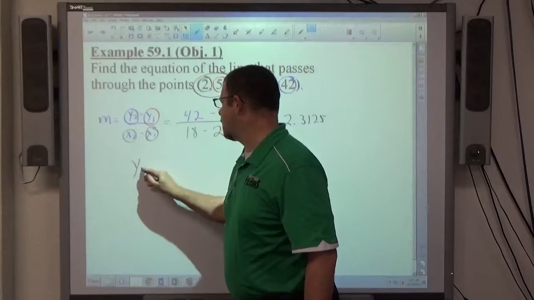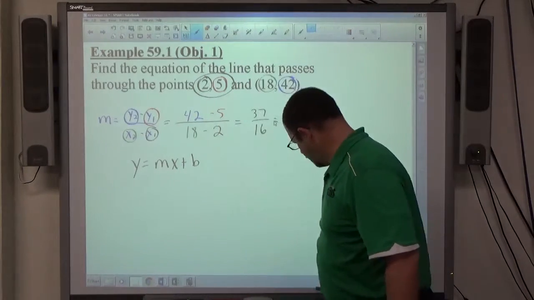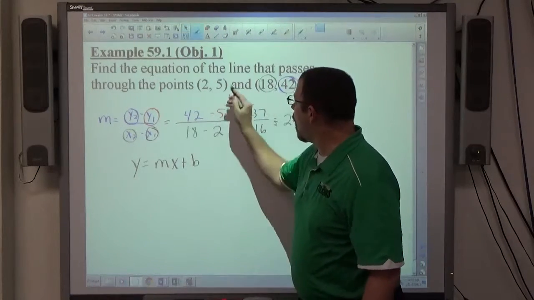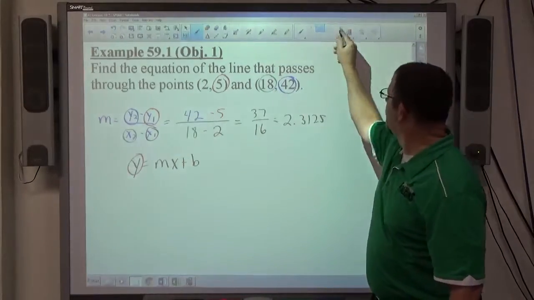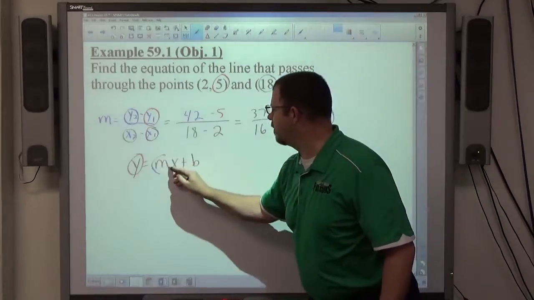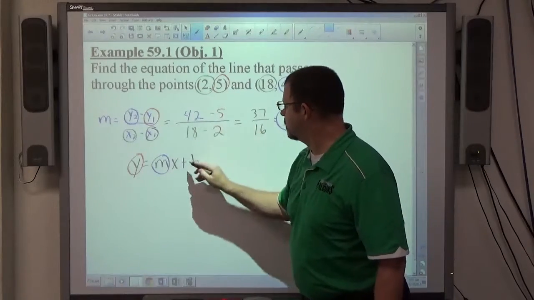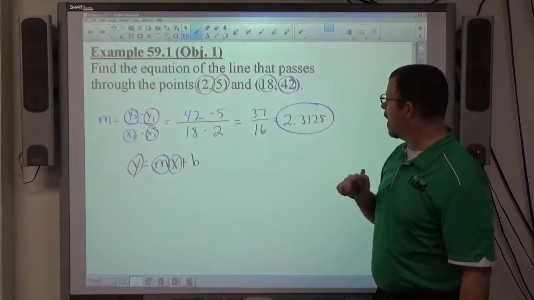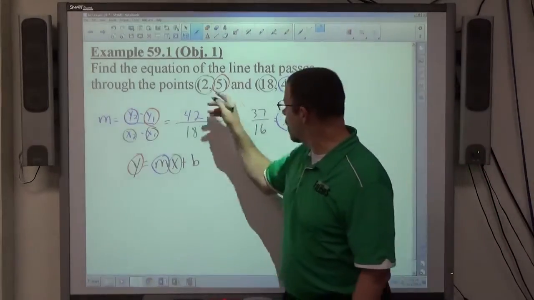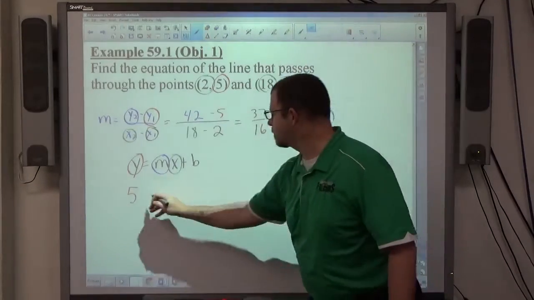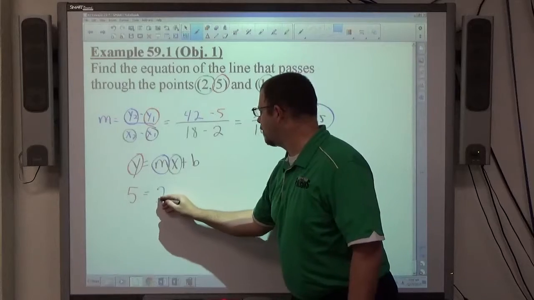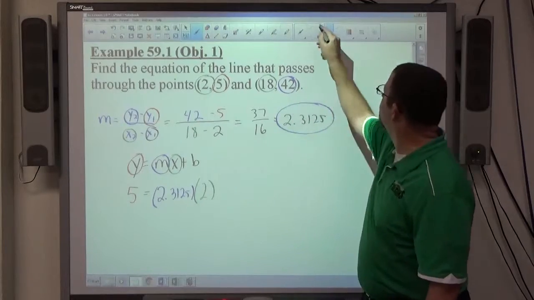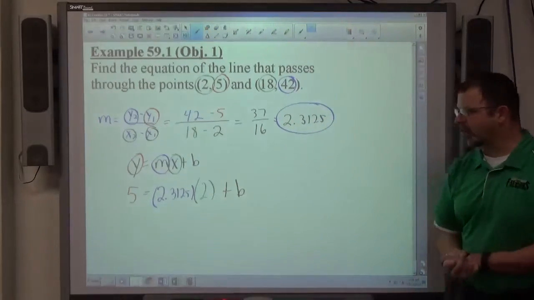And we go to y equals mx plus b. Again, using some color coding here, so we can all see where everything's coming from. Y is 5. M is 2.3125. X is 2. So we're going to replace those 3 numbers from the point (2, 5) and the slope we just found, 2.3125. Substitute everything we know in. Y equals 5, M is 2.3125 times X, which is 2, plus B. So we simply create a structure like that.